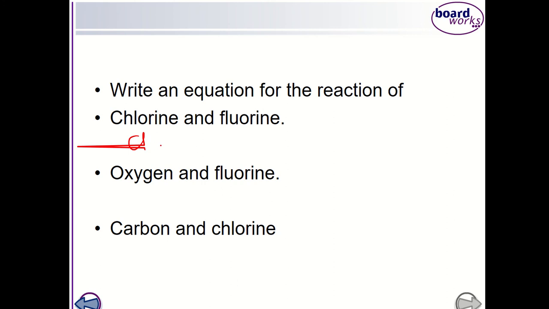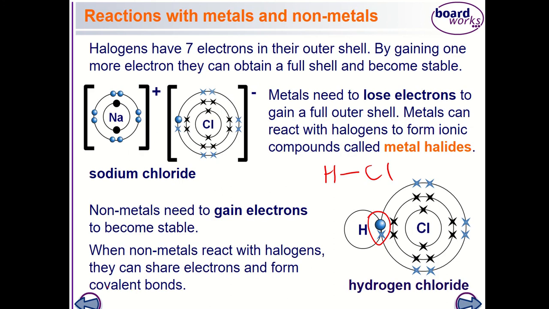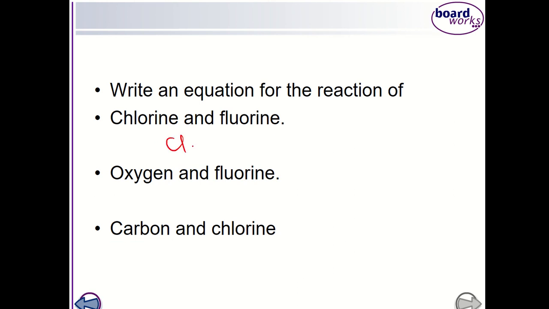So remember, chlorine is diatomic. Fluorine on its own is, of course, diatomic. Okay, they both will share one electron each to give that, and therefore I need 2 on the left hand side to balance it up. Oxygen is also diatomic.